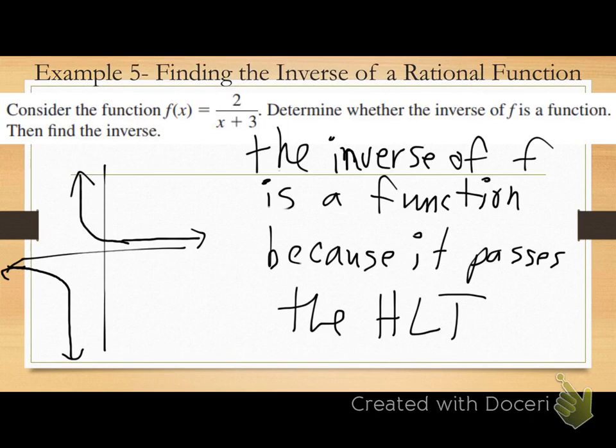Are there any questions on that? Remember, to tell if an inverse is a function or not, graph the original function, use your horizontal line test. Okay? Questions about that first part? Now I need to find the inverse. Does anyone remember how I find the inverse of a function?